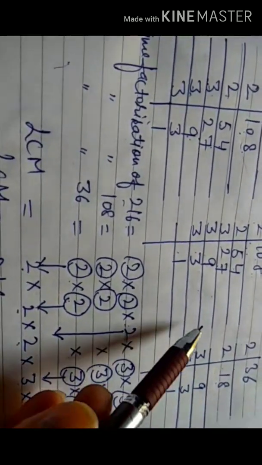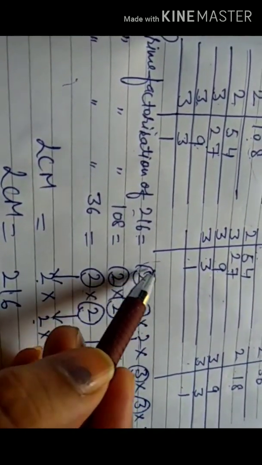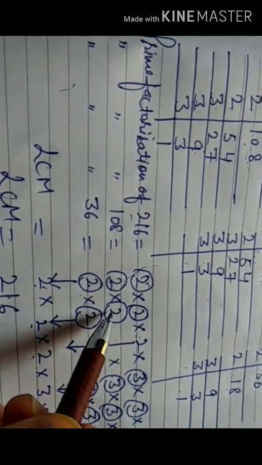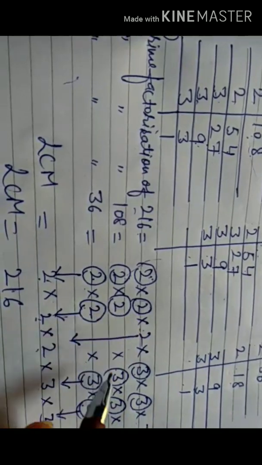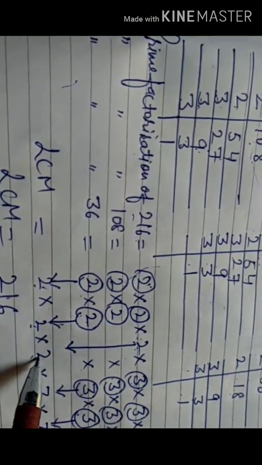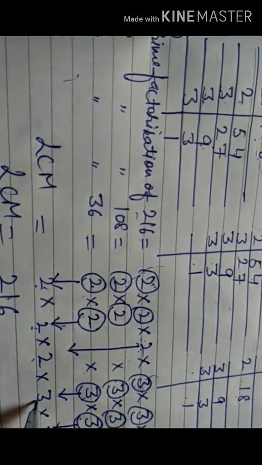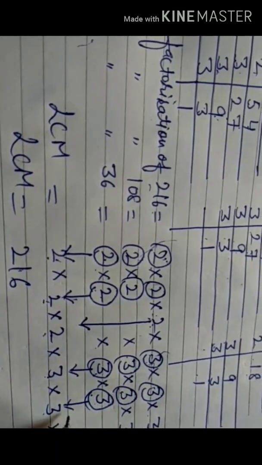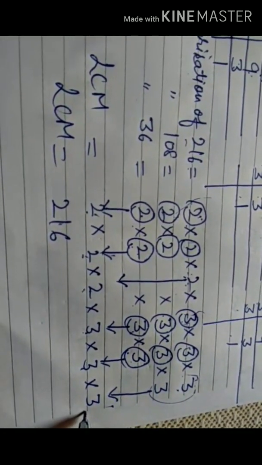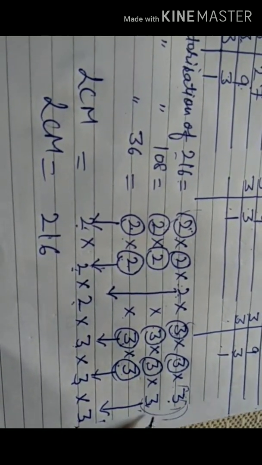Now I have circled the common factors here. Okay, the common factors 2, 2 are common, they can be written once. This common, I have circled, and this 2 is non-common, it will be multiplied as it is. And 3 again common, into 3, 3 again common, and 3 is 2 times, it will be written once. Okay, this is non-common, and if it is there 2 times, it will be written once.